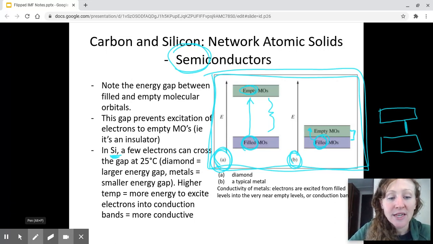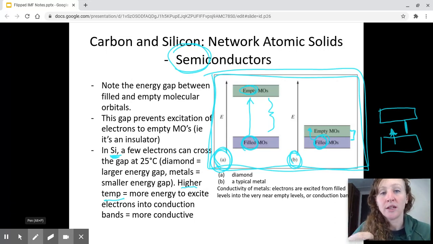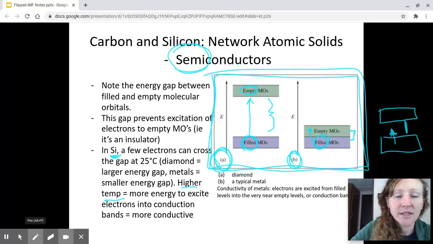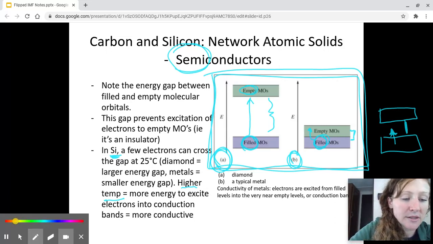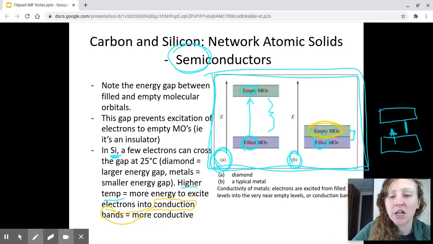Temperature makes a difference. Higher temperatures are going to lead to a better ability to excite these electrons into the empty molecular orbitals, and that will lead to more conduction. There is a decent vocab term in here, and that is conduction band. A conduction band is just the empty molecular orbitals. That's what they mean by conduction band.